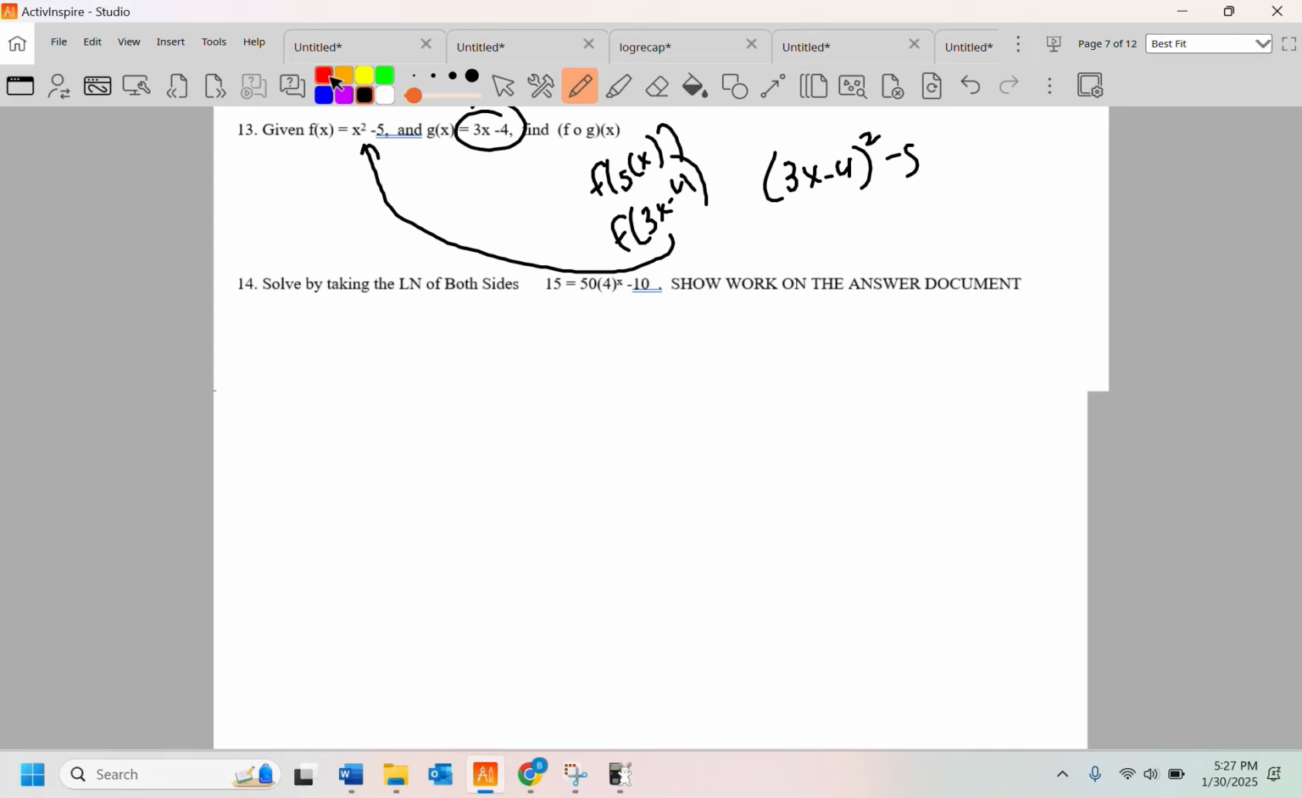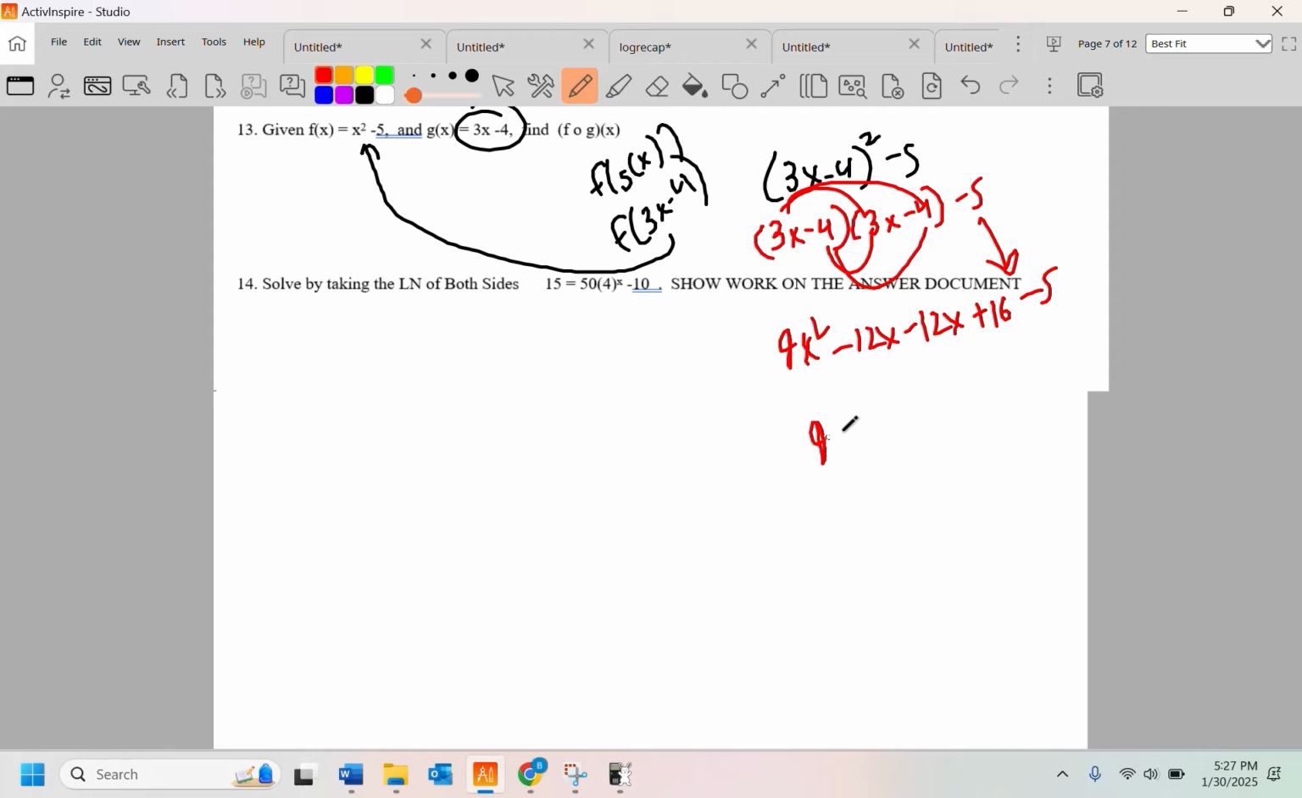And I believe if old Jesus saw 3x minus 4 squared, he would write it twice and he would FOIL the devil's plans. So 3x times 3x is 9x squared. 3x times negative 4 is minus 12x. Negative 4 times 3x is minus 12x. Negative 4 times negative 4 is plus 16. And then there's that minus 5. Don't forget about that guy. Combine like terms: 9x squared minus 24x plus 11.